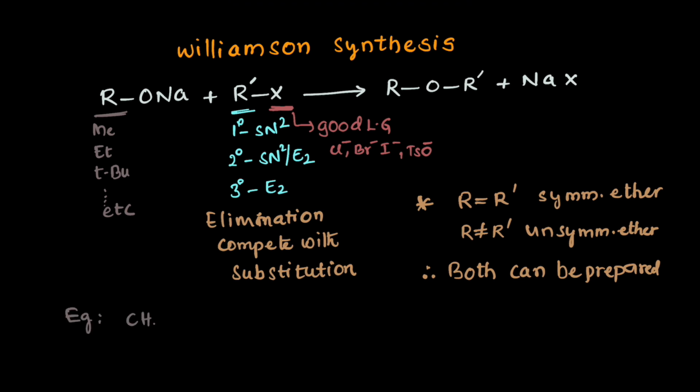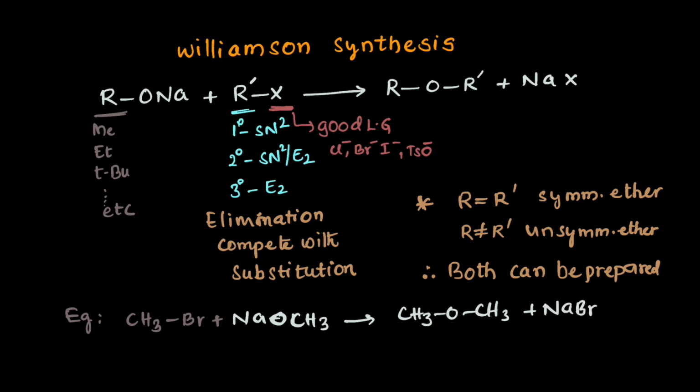One example: now I am taking methyl bromide as the alkyl halide plus sodium alkoxide, that may be methoxide, considered sodium methoxide. Then, primary is there, meaning compulsory substitution, that is an SN2 reaction takes place. It forms dimethyl ether along with sodium bromide as a byproduct.